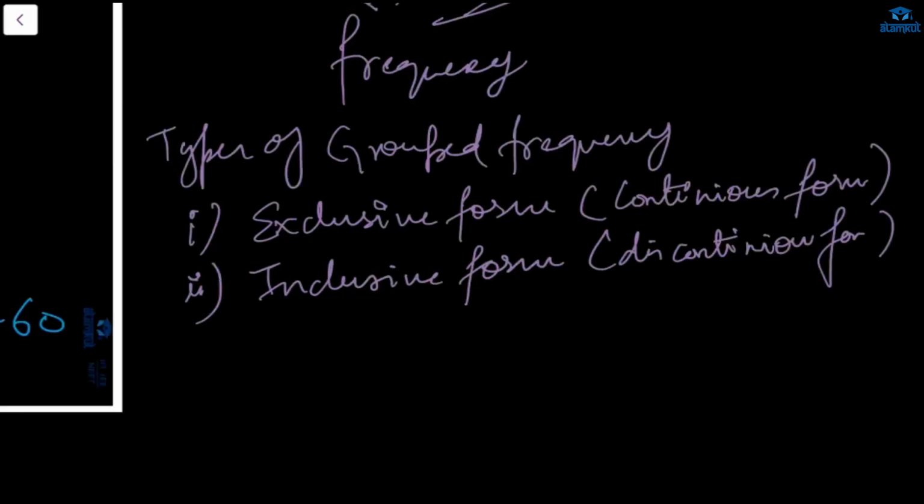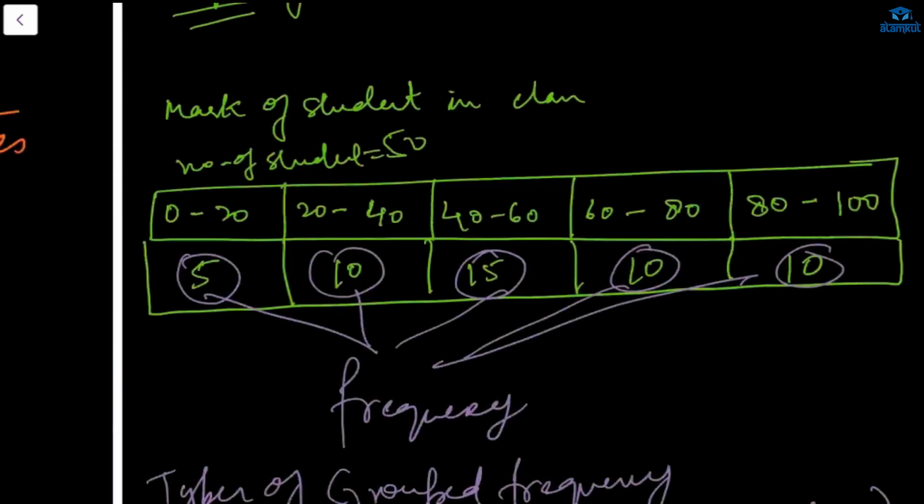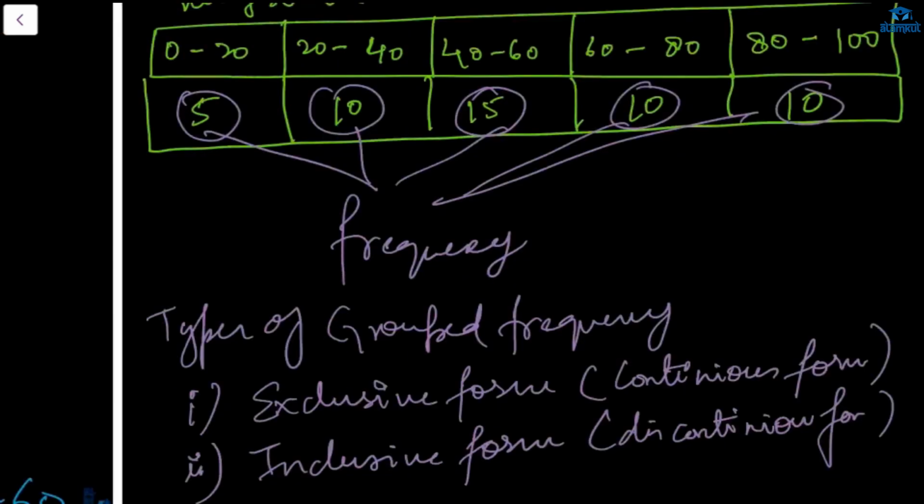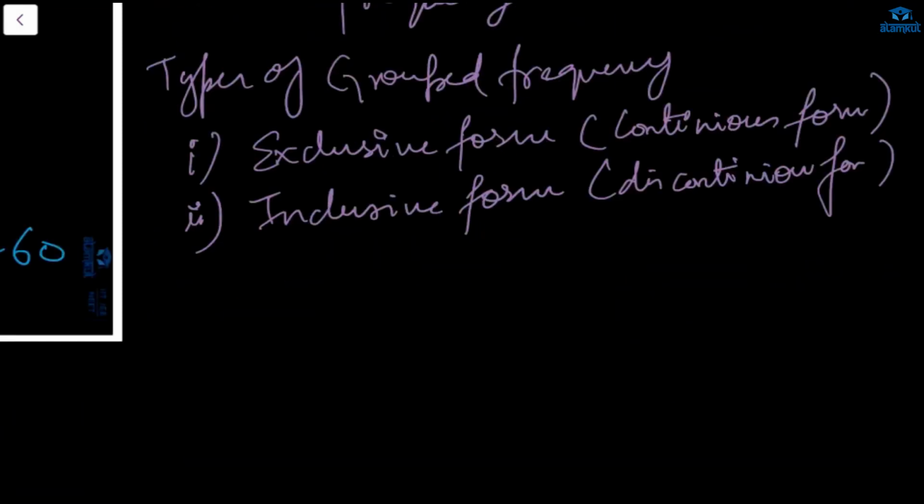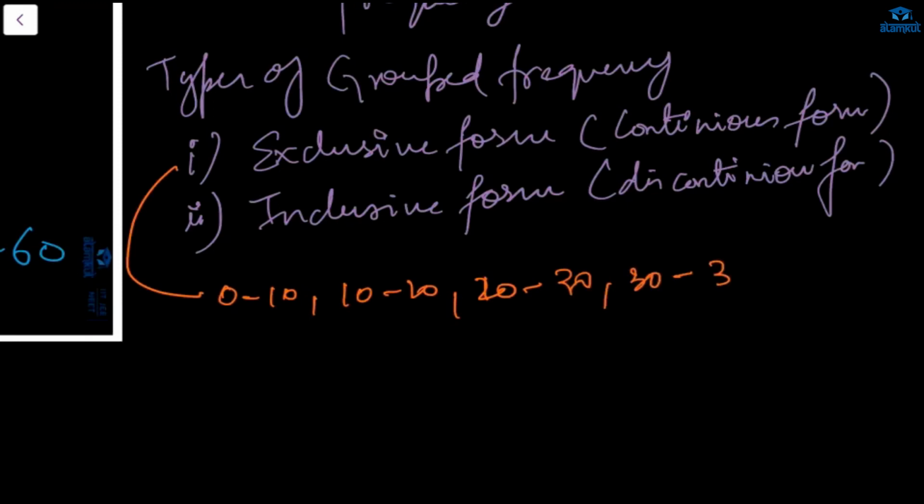Ma'am, in the upper table you showed us marks from 0 to 20 and after that 20 to 40. Ma'am, this is called exclusive frequency. Yes, this is called exclusive frequency. For the exclusive or continuous form, the values are moving continuously. You can see there is no gap. Where one interval stops, there the next interval starts. The definition: a frequency distribution in which the upper limit of each class is excluded and the lower limit is included is called the exclusive form. Here the lower limit will be included and the upper limit will be excluded.